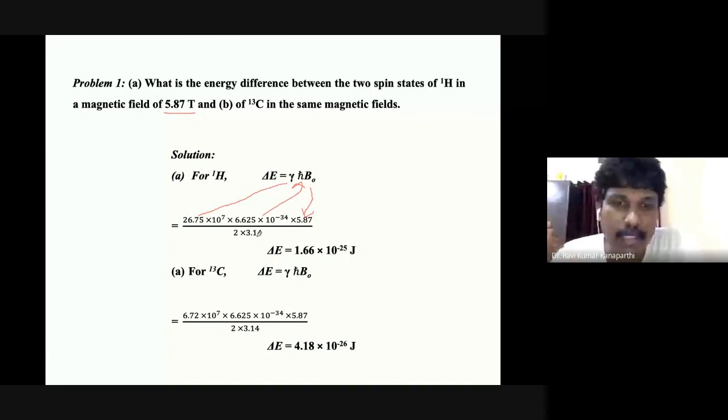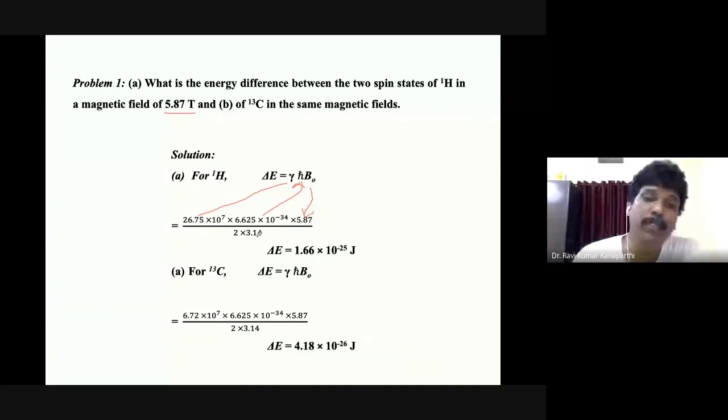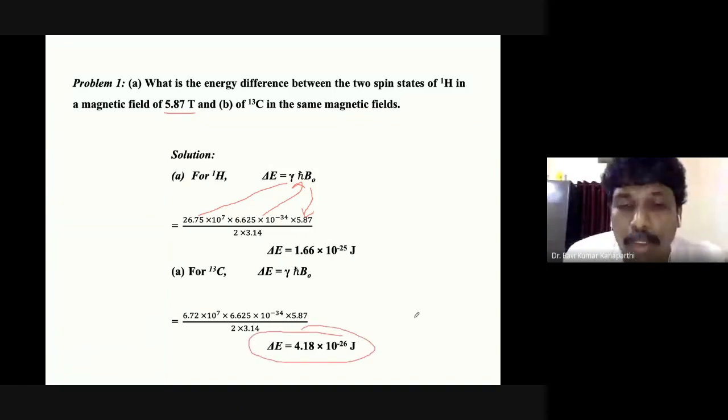So the energy difference is how much? Delta E is equal to 1.66 into 10 raised to minus 27 joules. That is for the proton. And for carbon 13, if you try to estimate, the energy difference is 4.18 into 10 raised to minus 26 joules.